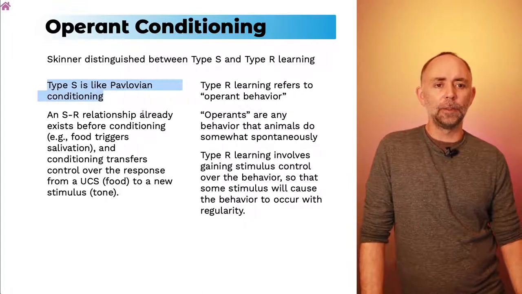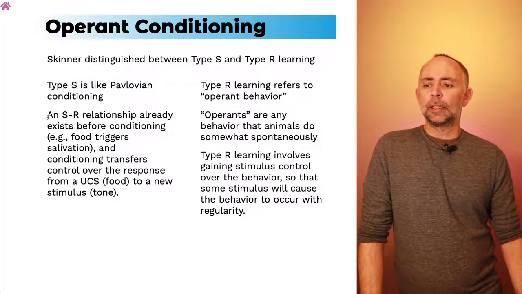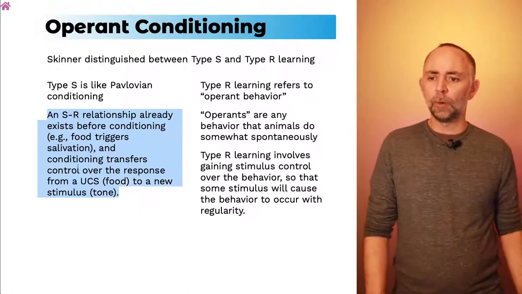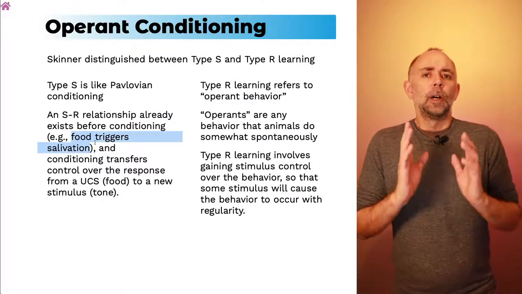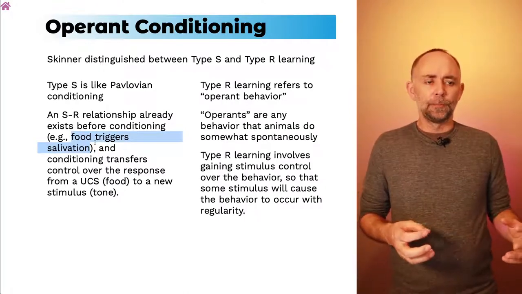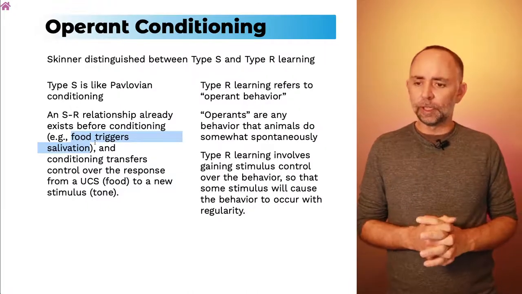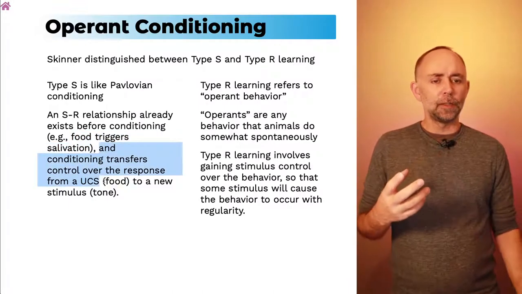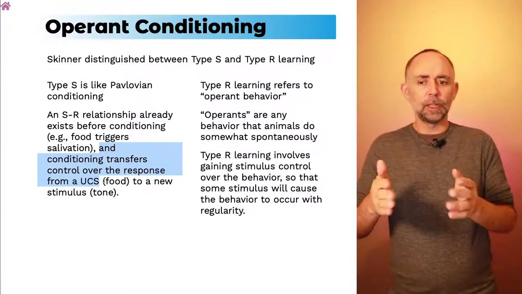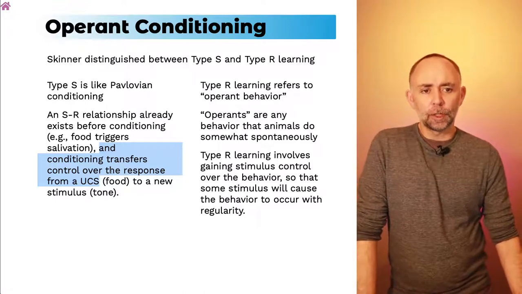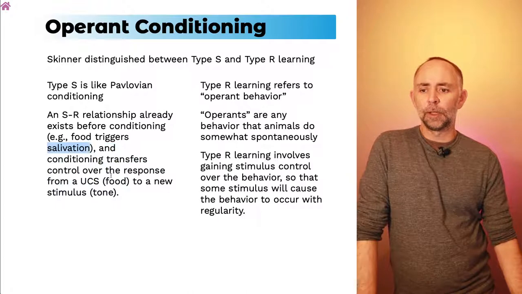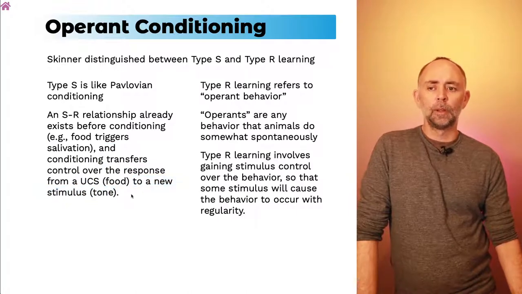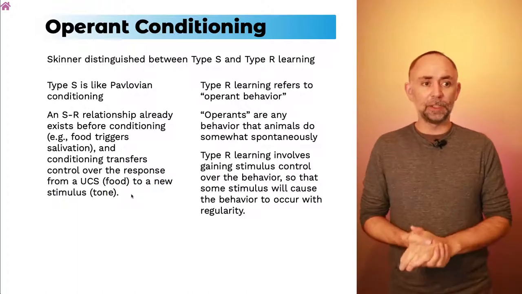Type S is like Pavlovian conditioning. And in this kind of learning, a stimulus-response relationship already exists before conditioning. What I mean by that, for example, a food stimulus might already trigger a salivation response. That's just already something that's happening. With type S learning, the conditioning process of pairing, say, food with a neutral stimulus like a tone, transfers control over the response, that is the salivation response, from the unconditioned stimulus, the food, to a new stimulus, a tone. Pavlov, we already talked about Pavlov, and Pavlov discovered that.